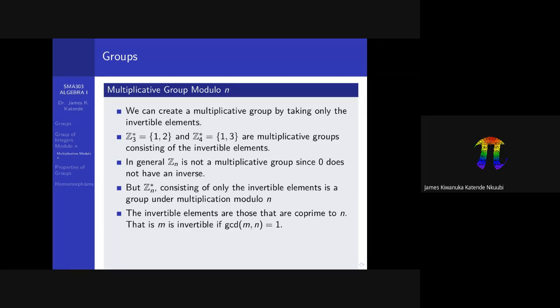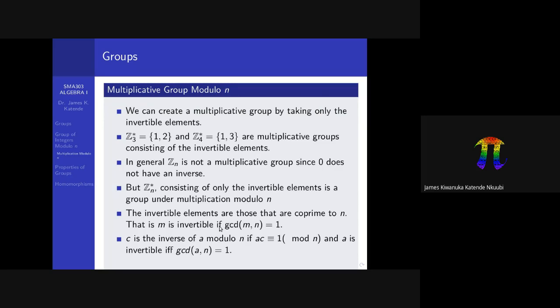Now, the issue is how do you find the invertible elements? If you want to find all the invertible elements in Zn, you simply find the elements that are co-prime to n, where the GCD of m and n is equal to 1. That means m will be invertible. We'll go back to the table to see this in a minute.